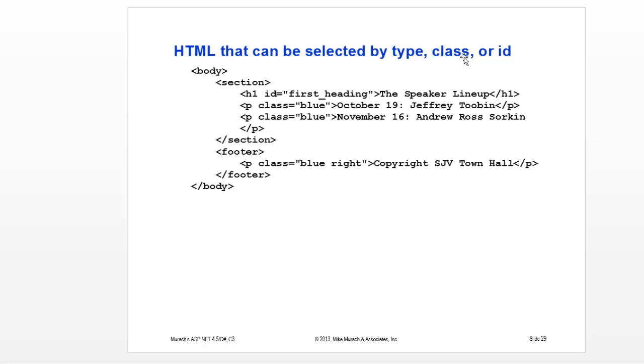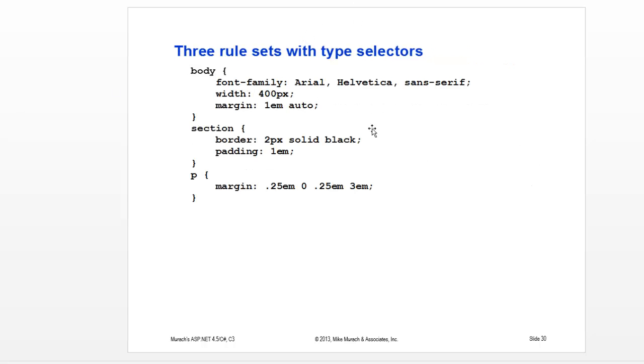HTML can be selected by type, class, or ID. You've got a situation where these can be selected by type, such as the body or the section, even h1 or p. If you select something by class, then you're selecting it by the class attribute here, and then the ID attribute applies to a single entity, whereas you'll notice that class allows for multiple possibilities.